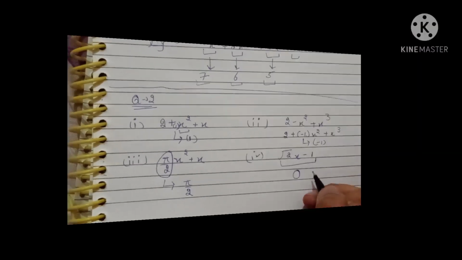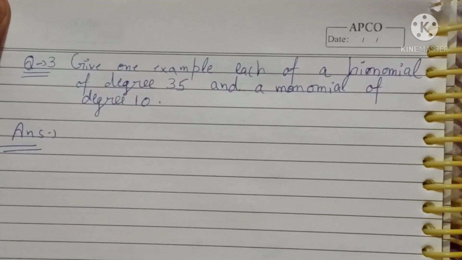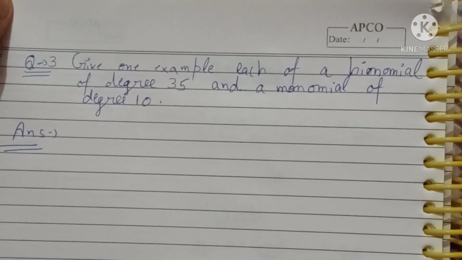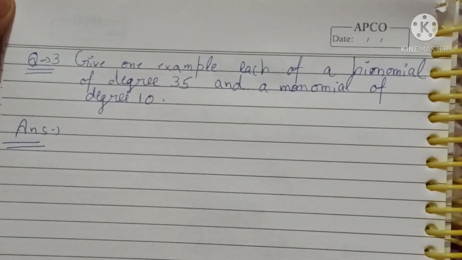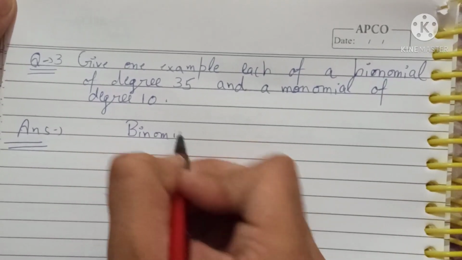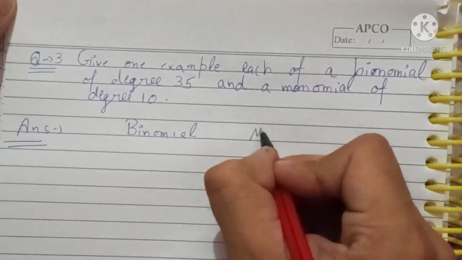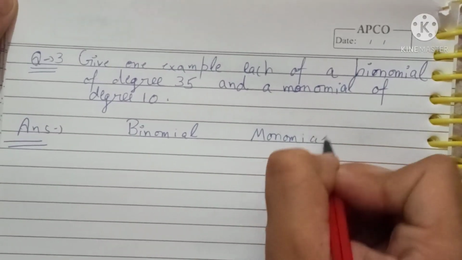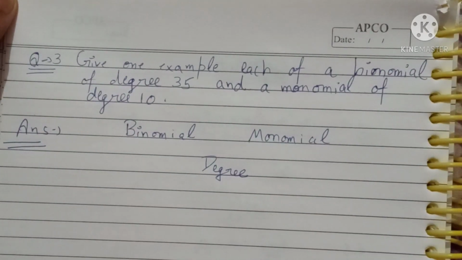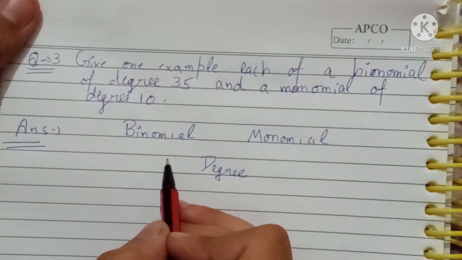Now you can see in exercise 2.1 question 3 is given as, I am reading this statement: give one example each of a binomial of degree 35 and a monomial of degree 10. To solve this question, first of all you should know what is binomial, what is monomial and what is degree. I hope you have seen my previous video.